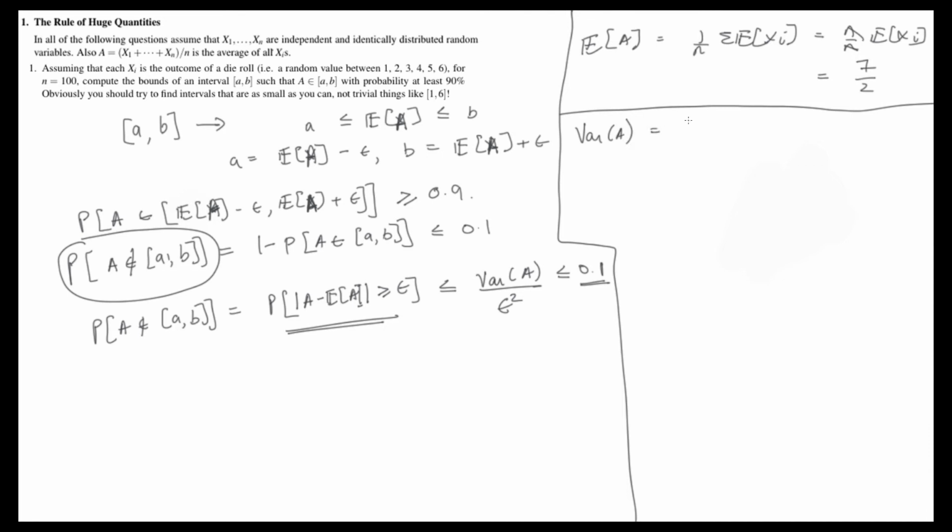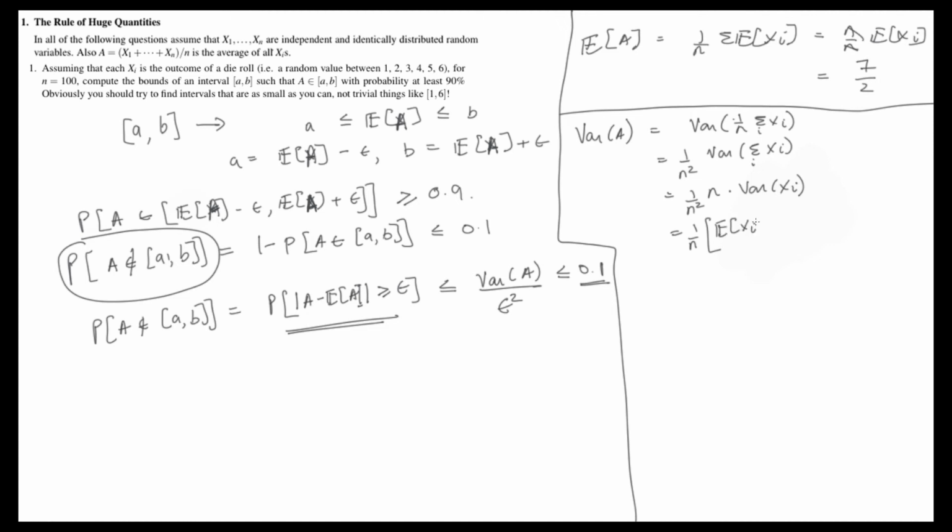The variance of a, as you know, is going to be the variance of 1 over n sigma xi, which is equal to 1 over n squared times the variance of sigma xi, which is equal to 1 over n squared times n times the variance of xi, right? Because the xi's are independent random variables, the variance of the sum is equal to the sum of the variances, and since all the variances are the same, it's just n times the variance of xi, which is equal to 1 over n times, what is this?